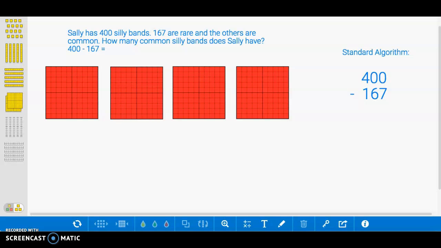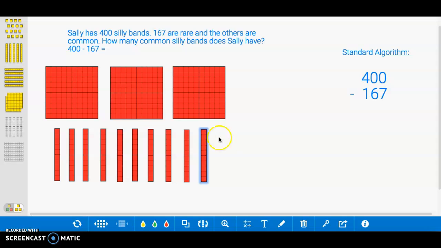First, I need to take 7 cubes away, but I don't have any single cubes. So that means I need to decompose my 100. In some cases, you are able to go right to a 10 and decompose that to make ones, but in our case, we don't have any ones or any tens, so we have to break down a 100.